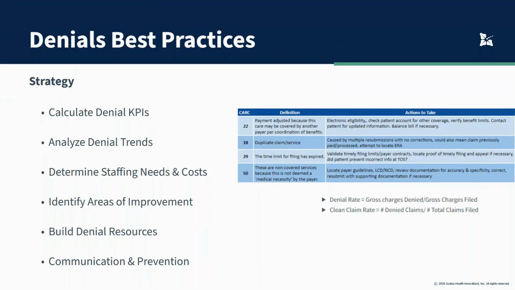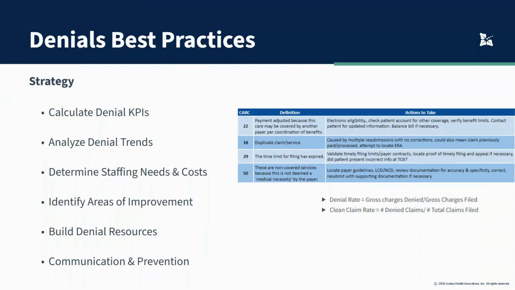So put some detailed instructions, especially you may want to differentiate per payer, per state, things like that, because certain denial claim adjustment reason codes might mean different things depending on the payer. And then from there, hey, how many denials are we seeing? Do we have the appropriate staff and the time?